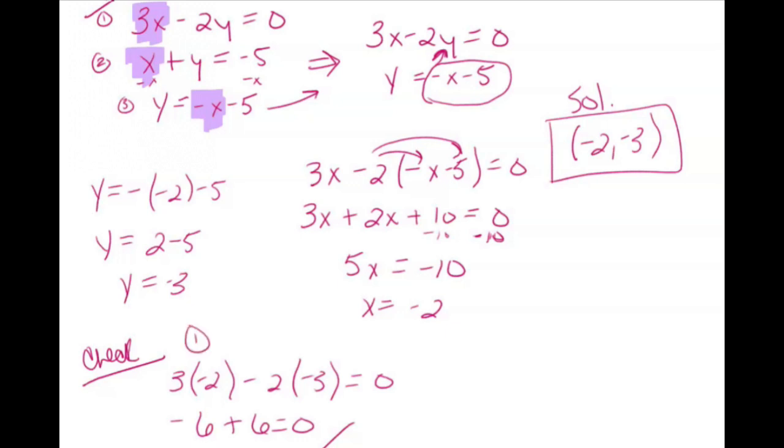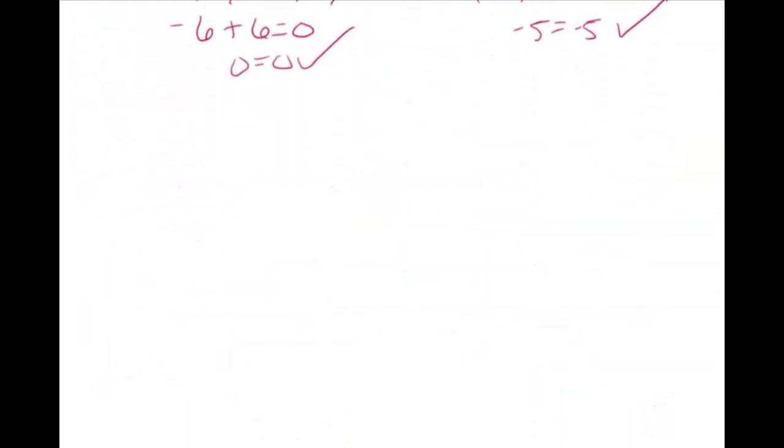This is my first equation, my second equation: negative 2 plus negative 3 should be negative 5. Well, sure enough, negative 5 is negative 5. It checks out. So when your solution works in both equations, you know you've gotten it. Okay, let me show you a couple of special cases.